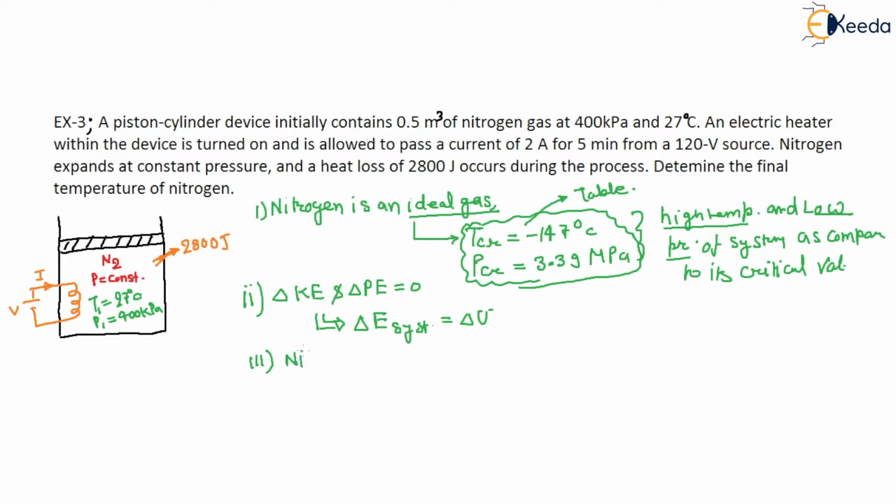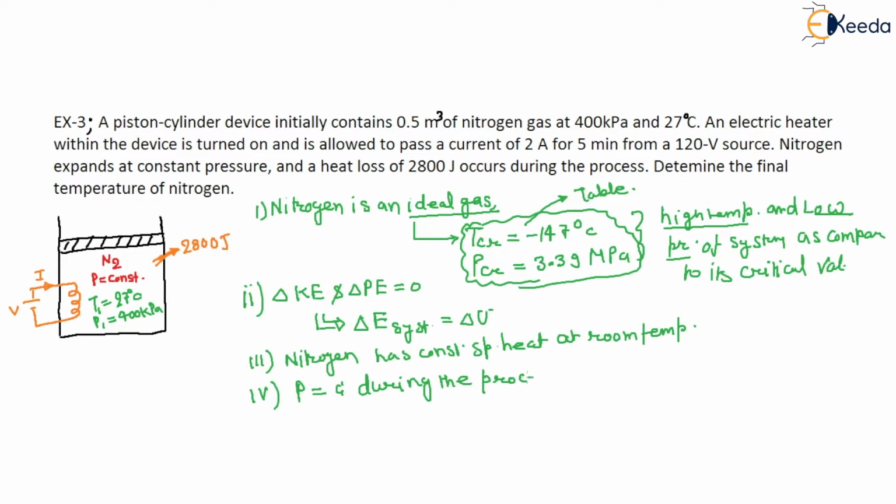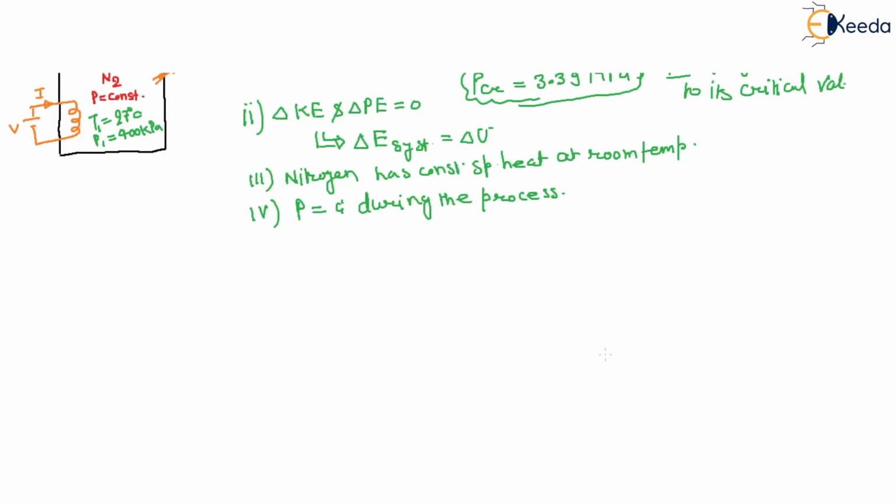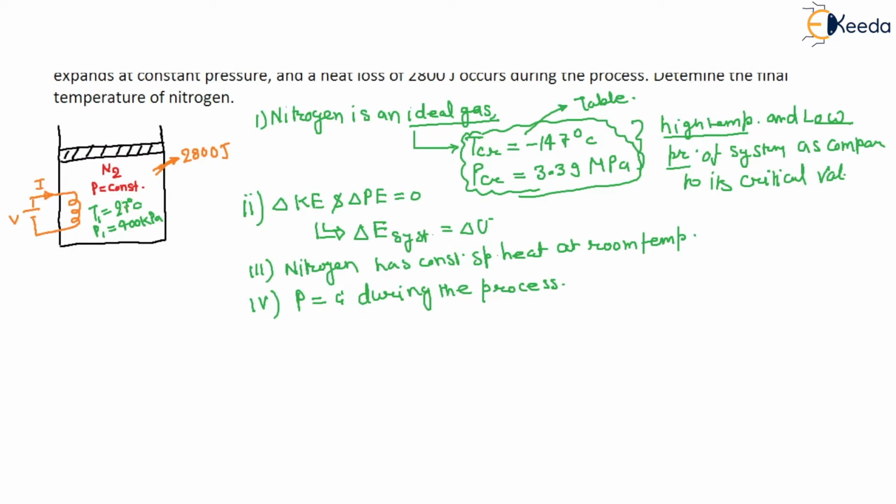Number third, nitrogen has constant specific heat at room temperature. And number fourth is that the pressure remains constant during the process, right?